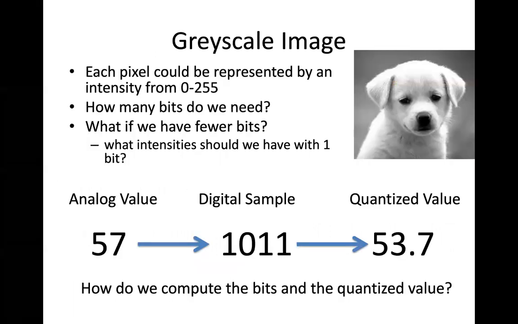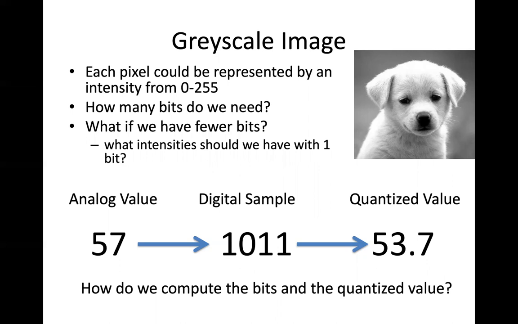So let's talk about black and white or grayscale images. One way to do this would be to represent each pixel using an intensity between 0 and 255. In this kind of scheme, the intensity 0 would mean that no light is emitted by the part of the screen representing that pixel, so that pixel would be completely black. And 255 would correspond to that part of the screen emitting as much light as it can, so it would be white.